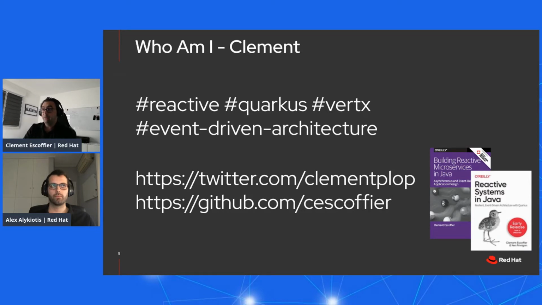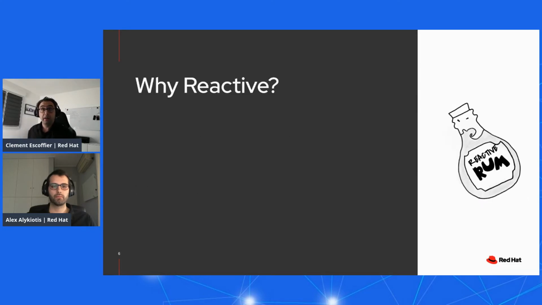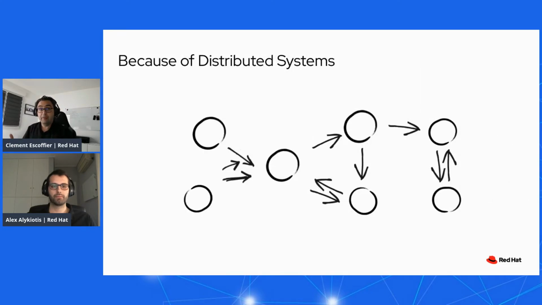Okay, as you can see from this book, I'm more a Java guy, but before going really on the Node.js things, I will try to explain what is reactive and why we do reactive. So why? Well, the reason behind reactive comes from distributed systems. Since the 60s, we tried to build distributed systems and we failed.